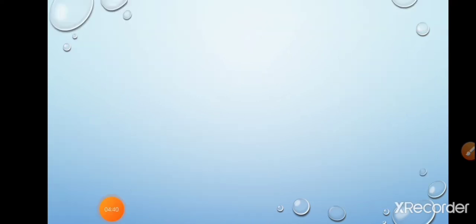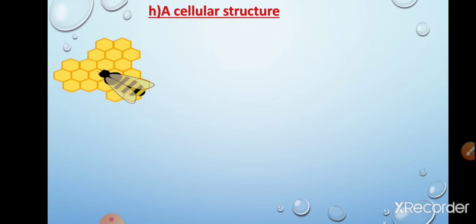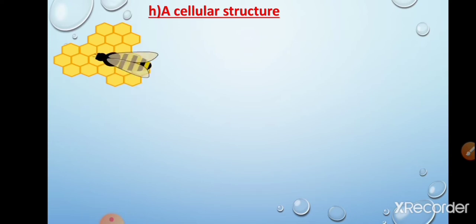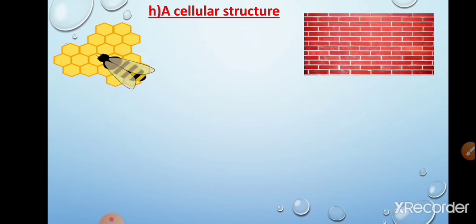So our next characteristic is a cellular structure. Observe the image of a honeycomb. Here you can notice the small compartments. These compartments are joined together to form a honeycomb. Similarly, observe this picture of a wall. A wall has bricks. To construct a wall, we firmly join the bricks together.